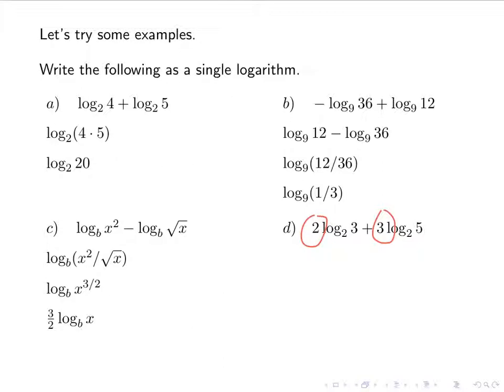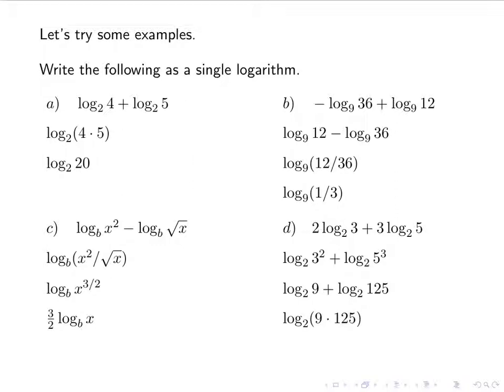So I'm going to bring my 2 in as an exponent and bring my 3 in as an exponent. So it becomes log base 2 of 3 squared plus log base 2 of 5 cubed, which is log base 2 of 9 plus log base 2 of 125. And now I've got the addition, so that's going to become multiplication. So log base 2 of 9 times 125, which is log base 2 of 1125. Okay, so those are some really nice examples of going from multiple logs to single logs.